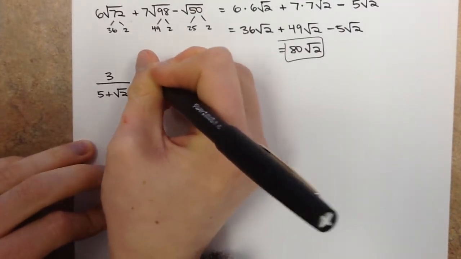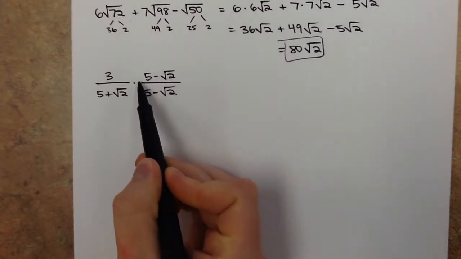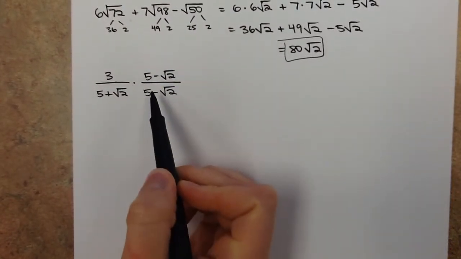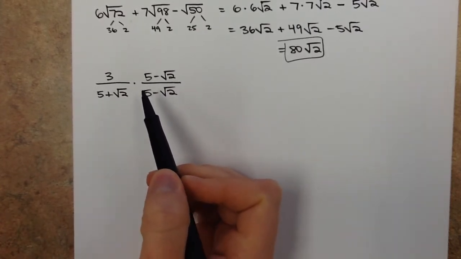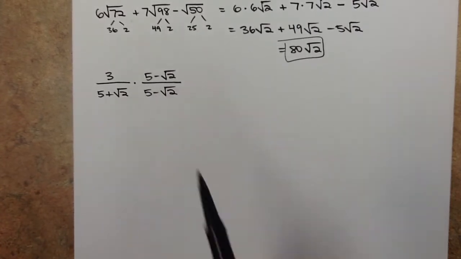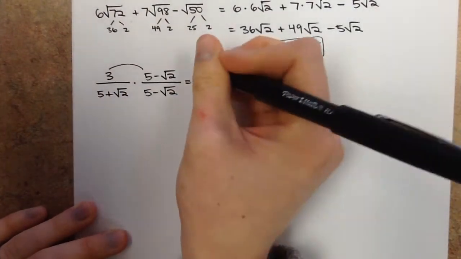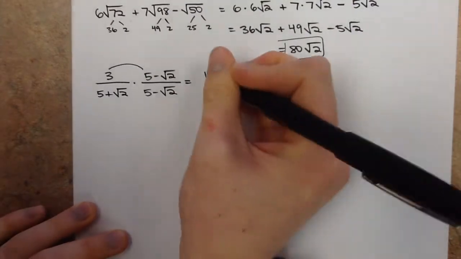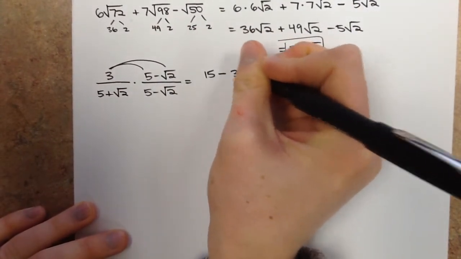And of course, whatever you multiply by the denominator, you multiply by the numerator as well. That way, this thing right here, this is just a fancy 1. So when you multiply something by 1, it doesn't change its value. It might look different, it's going to look different, but it's not going to change its value. Okay, so multiply here, distribute the 3. 3 times 5 is 15, minus 3 times root 2 is just 3 root 2.